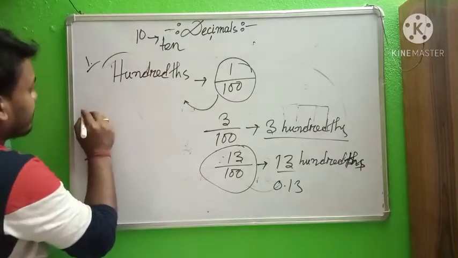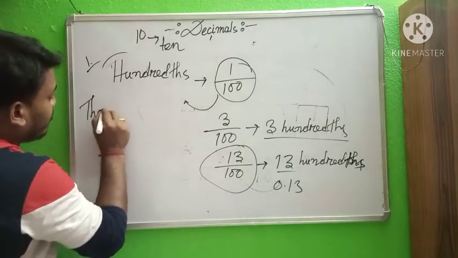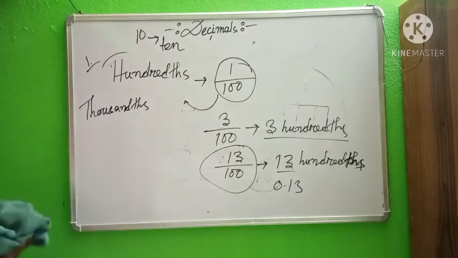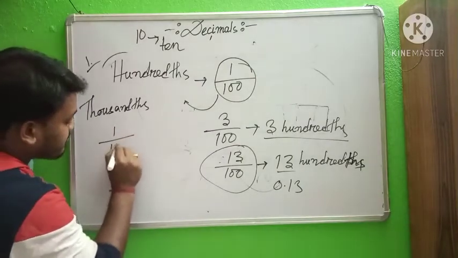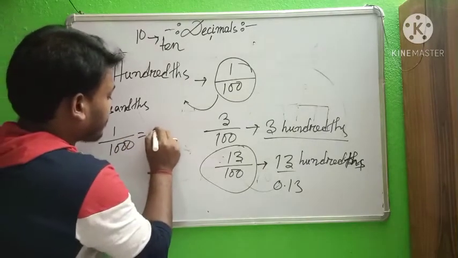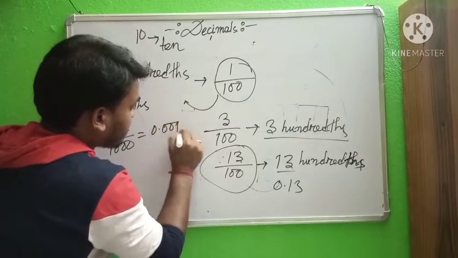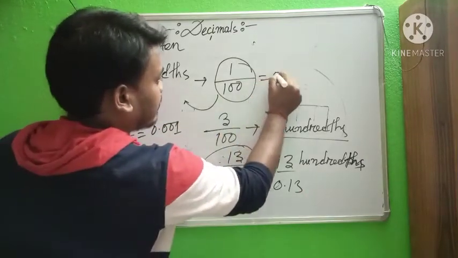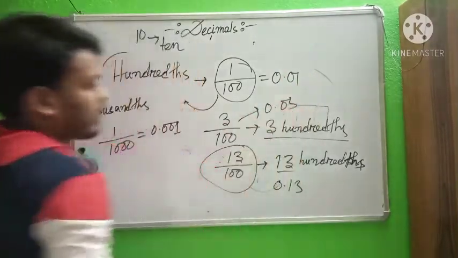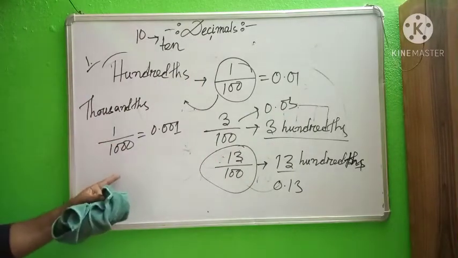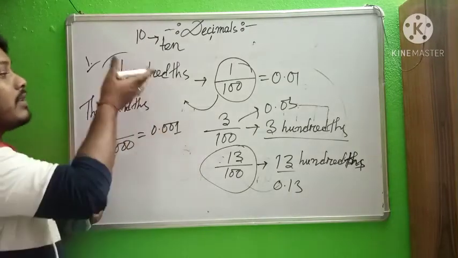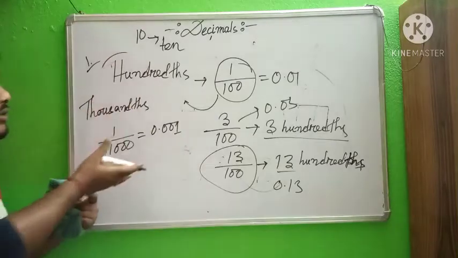Similarly, thousandths. So 1 by 1000 is called thousandth, and its value is 0.001. Tenth is 0.1, hundredth is 0.01. Similarly for 10,000. So we learned tenths, hundredths, and thousandths.